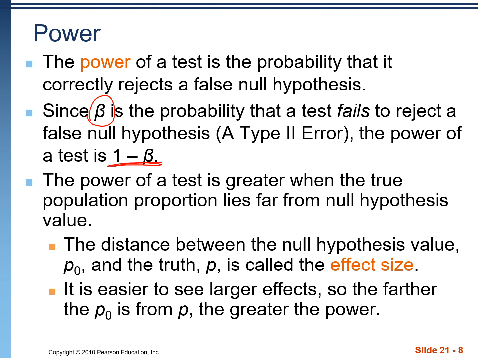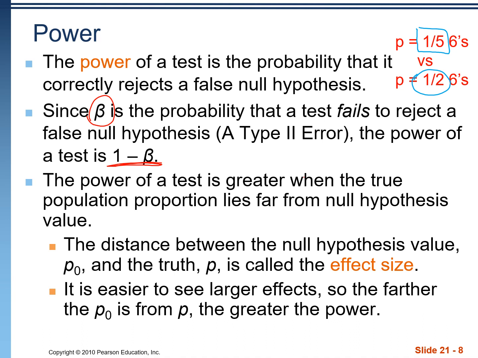The power of a test is also greater when the true population proportion lies far from the null hypothesis value. Let's say we're testing a die, okay, and we want to see, is this a fair die? Is it returning 1/6 sixes, let's say? Okay, if this die is really unfair and it's giving half of the results as sixes, that's going to be easier to spot than if it's just slightly biased.